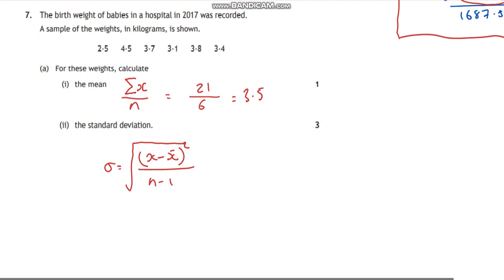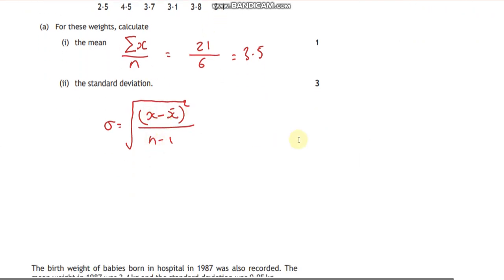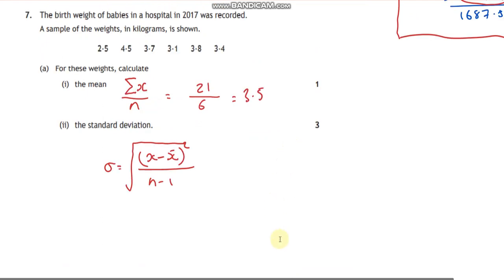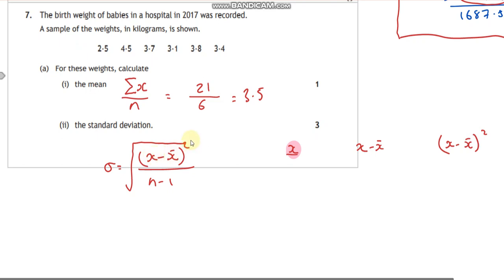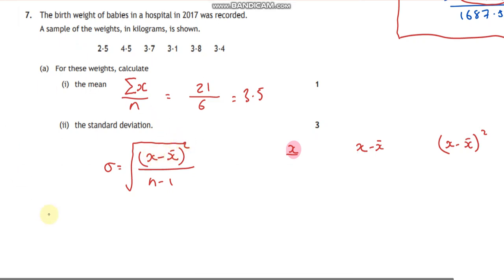The thing you've got to do first is draw a little table out to work out this value. It looks quite confusing, but it's not really. So you've got a little table like this: x, x minus x bar, and x minus x bar squared. Just like here, we're just trying to get to the x minus x bar squared. And at this point, I think I would put everything in a nice neat order because then I can spot if there's a mistake.